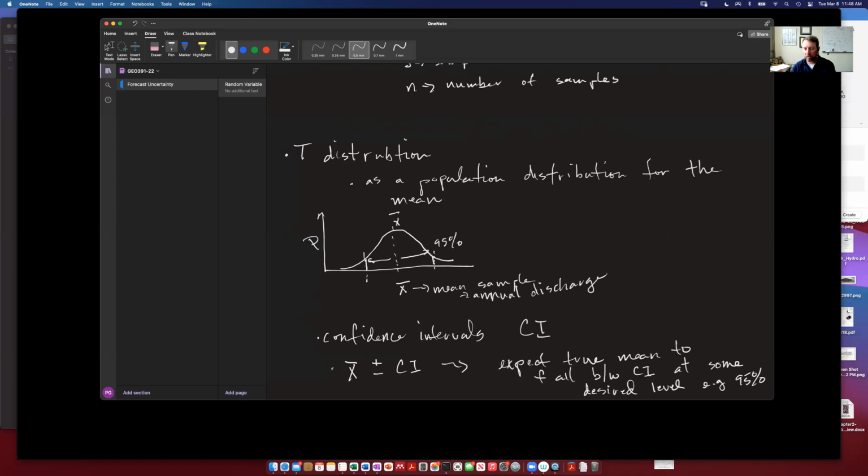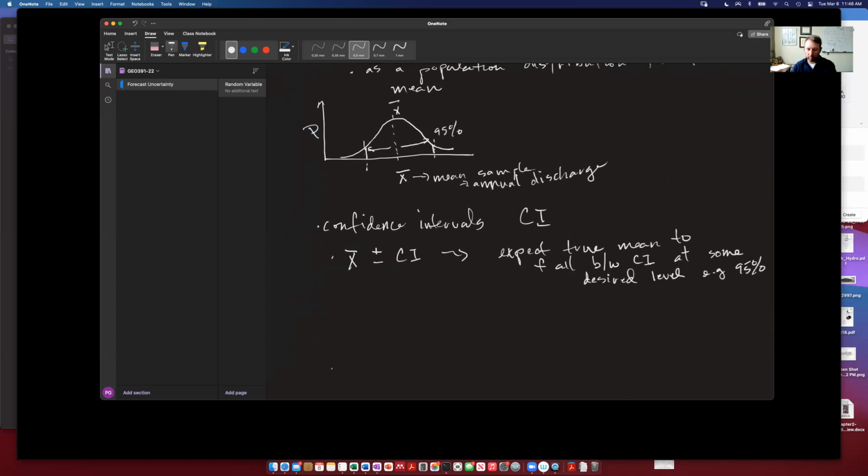All right, so this gives me some idea. I go out and measure a sample mean. I want to know what the true mean is. I can calculate these confidence intervals. All right, so the confidence interval, I can use the t distribution, is equal to this critical t value. We'll talk about how we calculate this, t df, times the standard error of the mean.